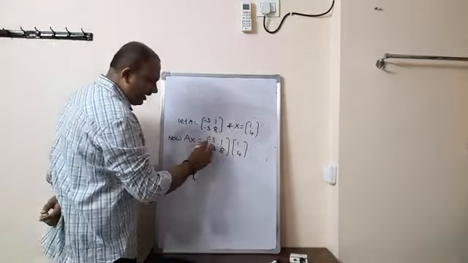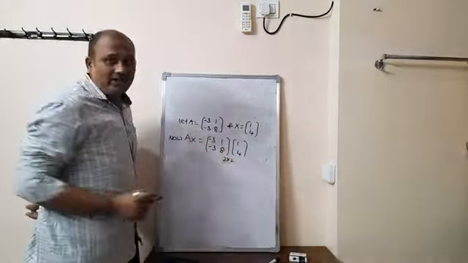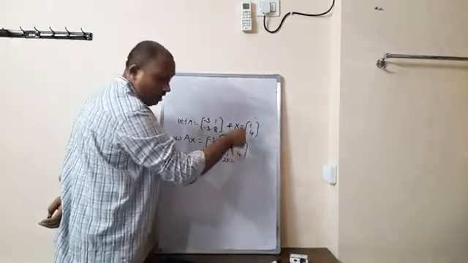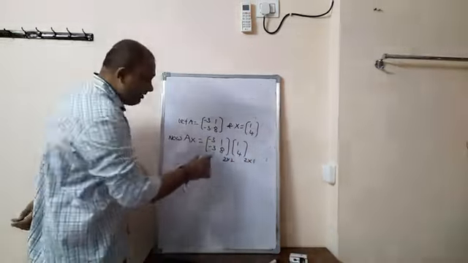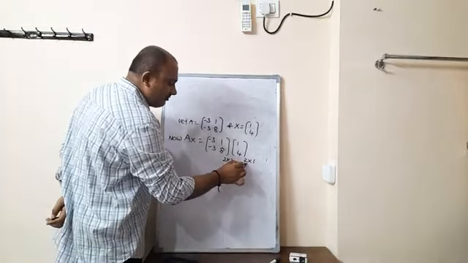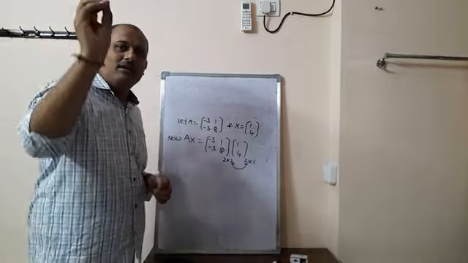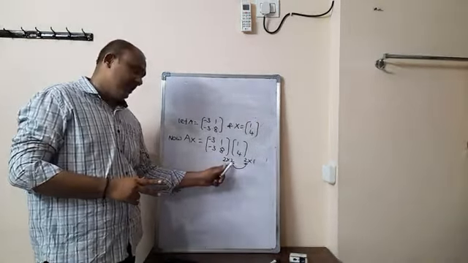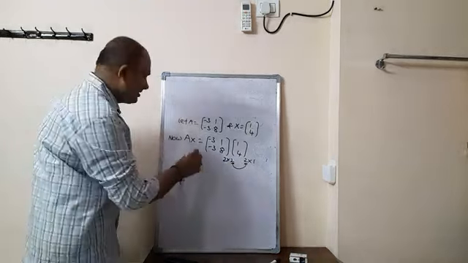First of all, the order. Order means how many rows and how many columns. Matrix A has 2 rows and 2 columns, so its order is 2 by 2. The vector X has 2 rows and 1 column, so its order is 2 by 1. The first matrix column size and the second matrix row size are equal. Here the column size is 2 and here the row size is 2, so I can multiply these two matrices.